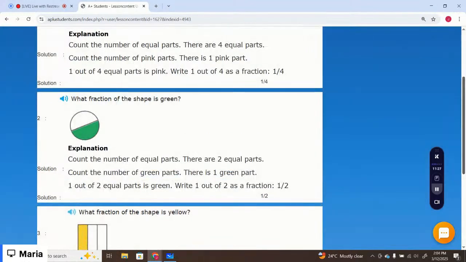What fraction is green? Count the number of equal parts. The shape has 2 equal parts. One of the parts is green, so that is 1 out of 2 parts is green.